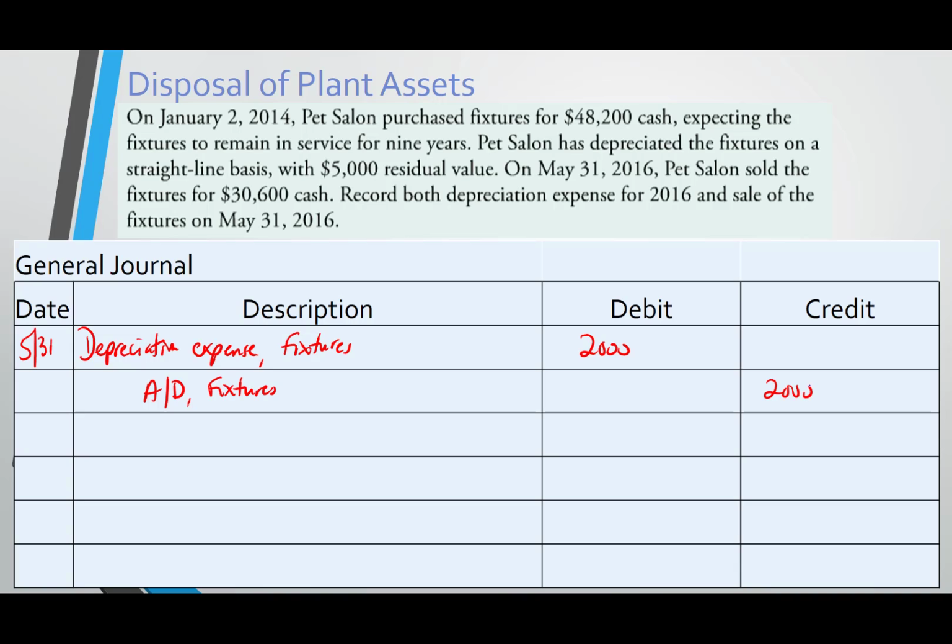Now we want to do the disposal journal entry. So we know we're going to debit our cash, the amount of cash we're getting in. That's the $30,600. We know that we're going to debit and remove from the books the accumulated depreciation of the fixtures, which was a total of $11,600. We know that in this particular case, we calculated that we had a loss. Remember, our rule for that is debit losses and credit gains. So we would debit loss on disposal, and that was the $6,000. And notice then we would just credit fixtures and remove them from the books for their historical cost of $48,200.